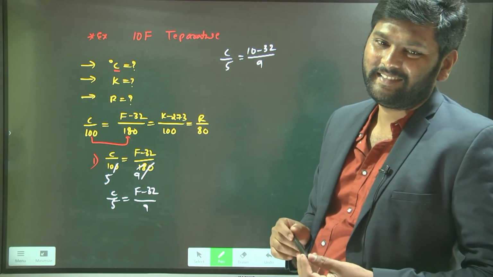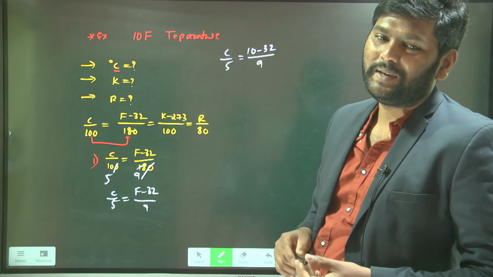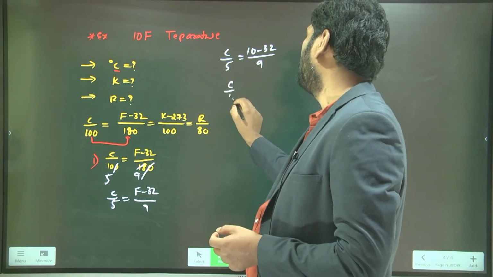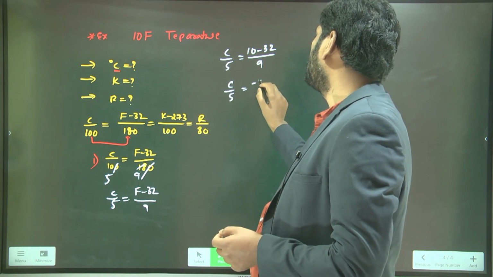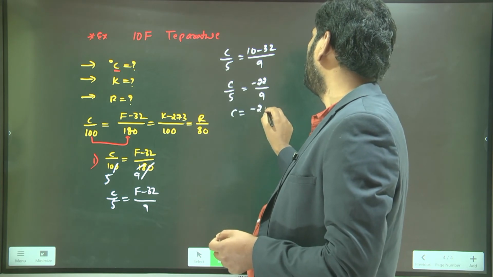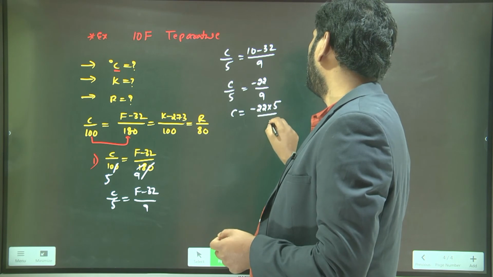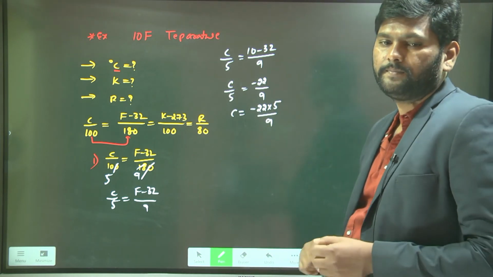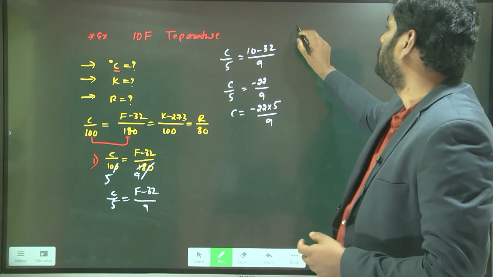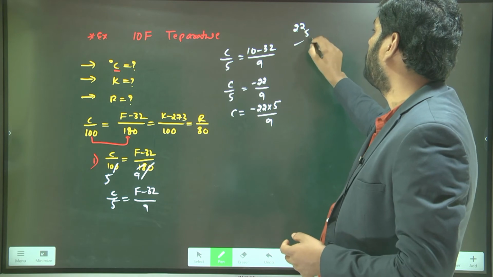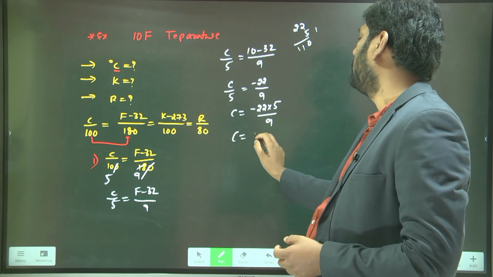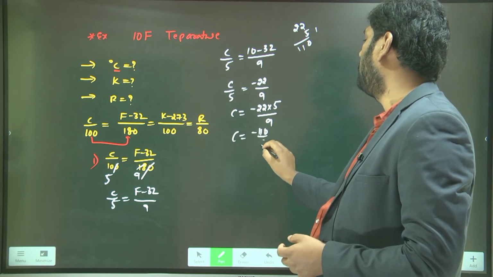10 minus 32 is 22. Minus or plus? Minus, since it is the smaller value. C by 5 is equal to minus 22 by 9. So from here C is equal to minus 22 into 5 by 9. Simplify it and tell me the answer. 5 twos are 10, and 11. So finally minus 110 by 9.